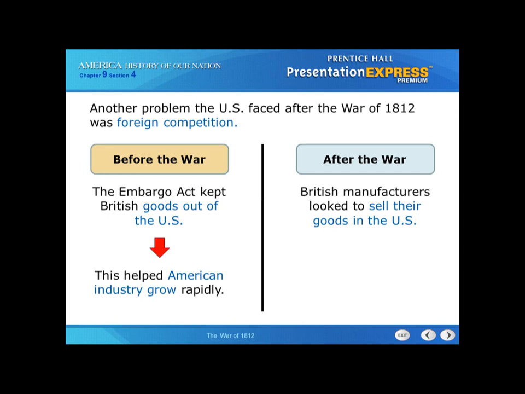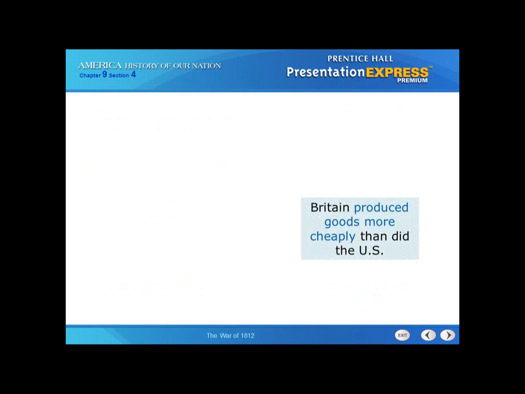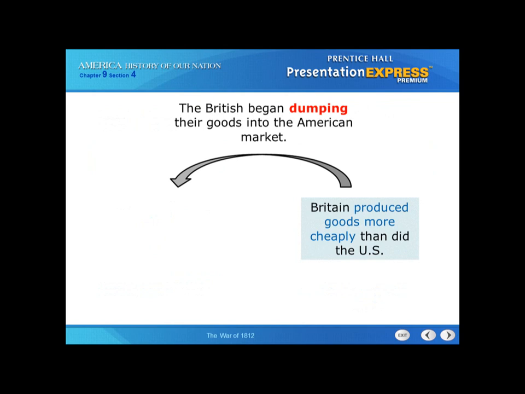After the war, British manufacturers looked to sell their goods in the United States. In other words, there's no more Embargo Act. This caused the American economy to suffer. Britain produced goods more cheaply than did the United States. Again, think back to mercantilism in colonial America.